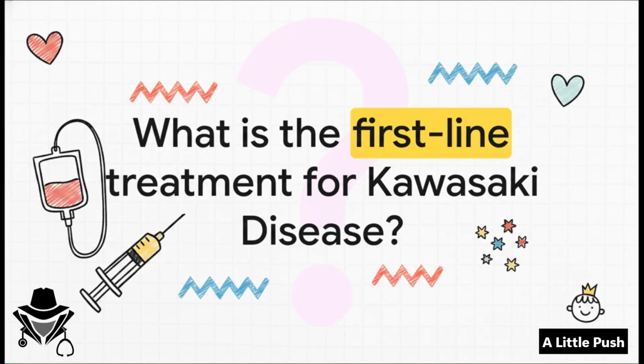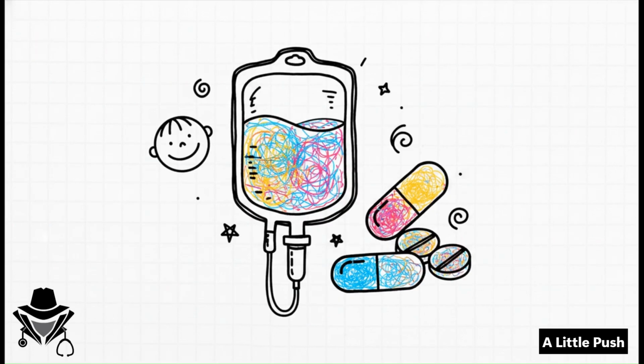Okay, our final crucial question, what is the high-yield first-line treatment for Kawasaki disease? Think back to that major pediatric exception we just talked about. 3 seconds. 3, 2, 1. It's the pediatric exception. High-dose aspirin to handle the inflammation and prevent thrombosis, combined with intravenous immunoglobulin.